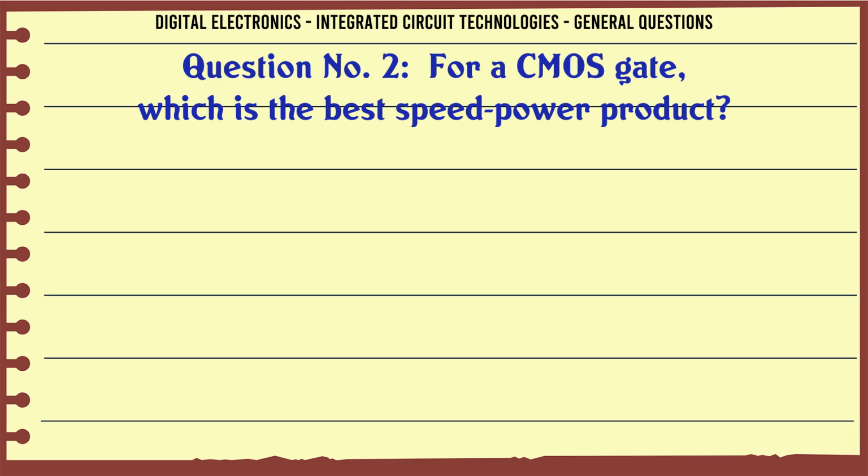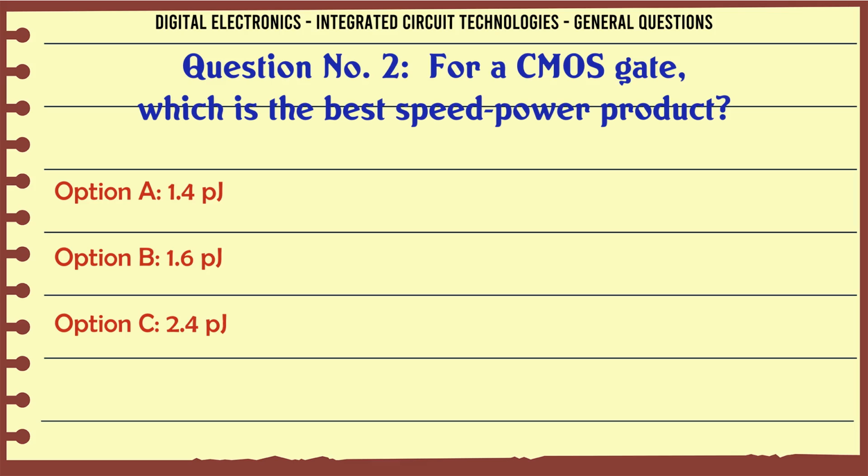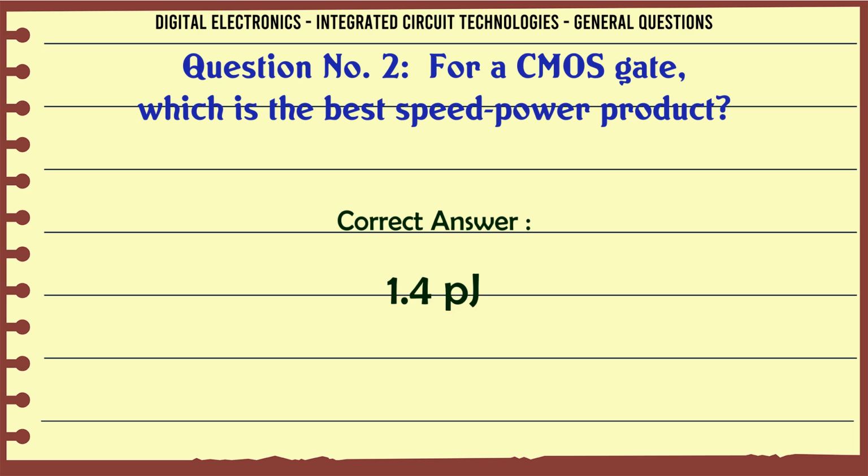For a CMOS gate, which is the best speed-power product? A, 1.4 pJ. B, 1.6 pJ. C, 2.4 pJ. D, 3.3 pJ. The correct answer is 1.4 pJ.